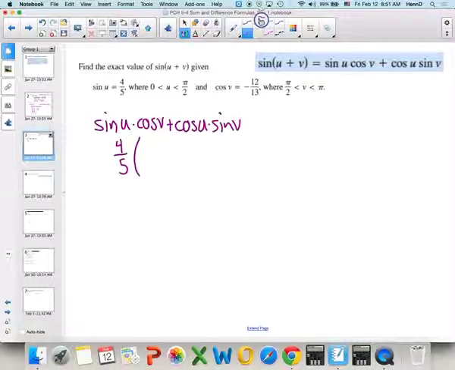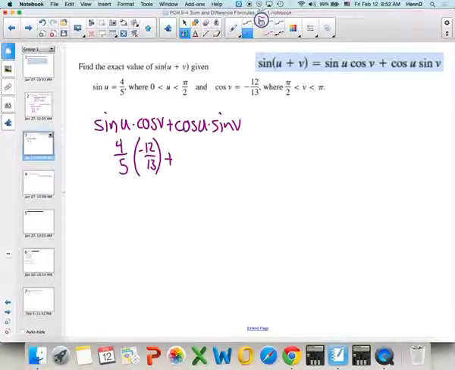Cosine of v equals -12 over 13. Now, here's where it can be a little challenging, because we need the cosine of u, but all we know is the sine of u. So what do we have to do? We could use the Pythagorean identities.